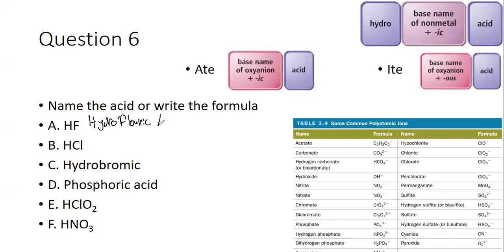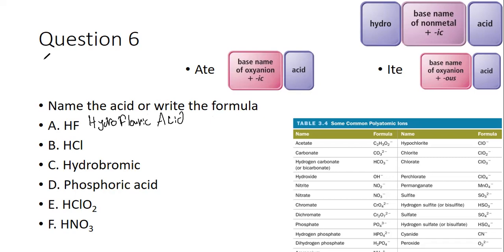So those of you who are Breaking Bad fans, hydrofluoric acid is what they use to chop up people, you know, to melt people, I guess. But technically in the field of chemistry, hydrofluoric acid is a weak acid. It's really good at eating people, but it is technically a weak acid.